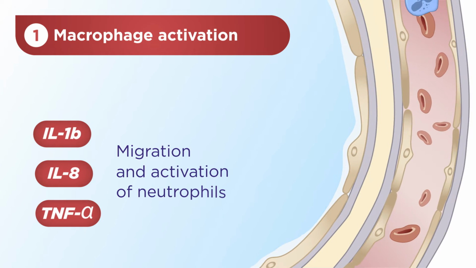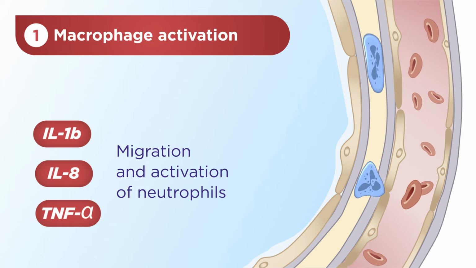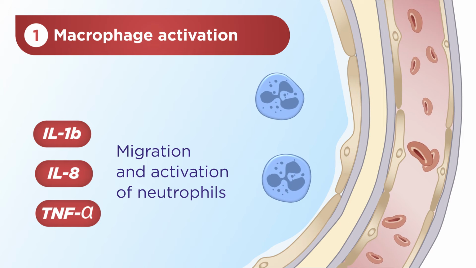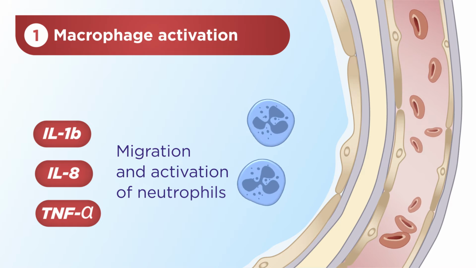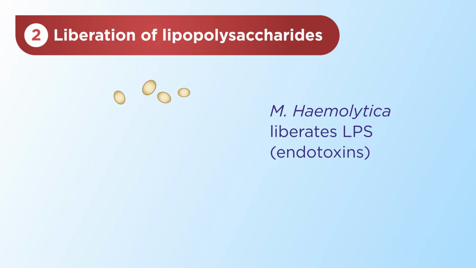One of the most dramatic effects associated with the release of these pro-inflammatory mediators is the migration of a large number of neutrophils from the bloodstream to the alveolar space. In parallel to the influx of neutrophils in the alveolar airspace, Mannheimia haemolytica liberates lipopolysaccharides, also known as LPS.